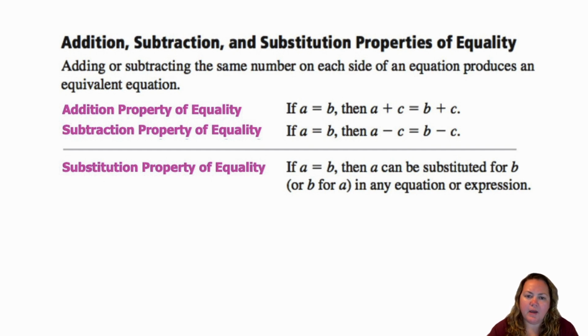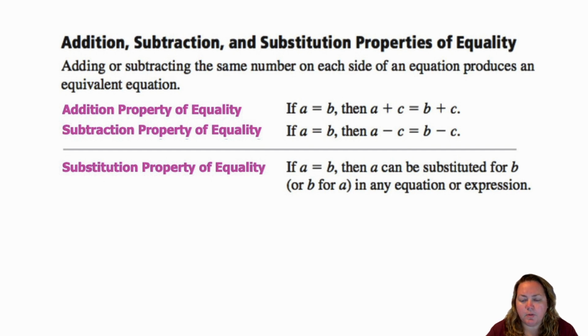Some of this may seem like review from stuff you've learned in pre-algebra. That's okay. The addition and subtraction properties of equality basically say that if you add or subtract the same number, you have to do it to both sides of the equal sign so that things stay equivalent. Equivalent means that they're equal and balanced on both sides. So you can do that with addition and subtraction.